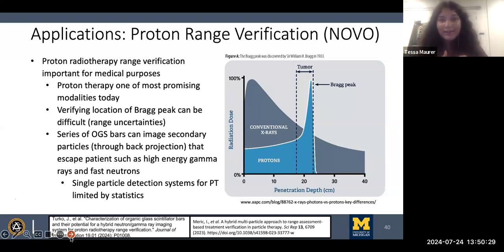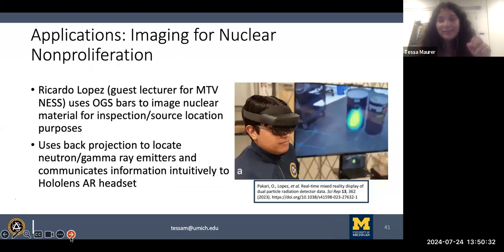Okay. The last application I'll talk about is kind of a shout out. Ricardo Lopez, who's a student at the University of Michigan, gave a talk earlier in the summer school about his imager. He uses OGS bars for his specific imager with a HoloLens that serves as an AR interface so that a user could visually see where a source might be located. That's really important for non-proliferation and source location that an inspector might need to do.